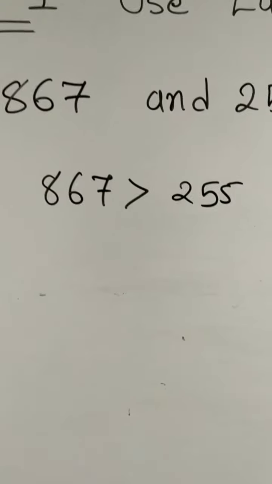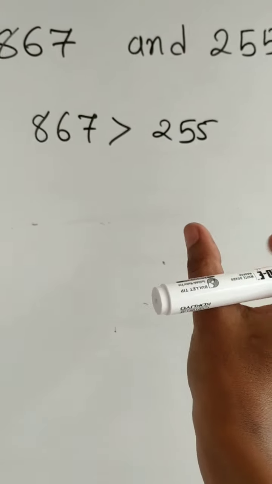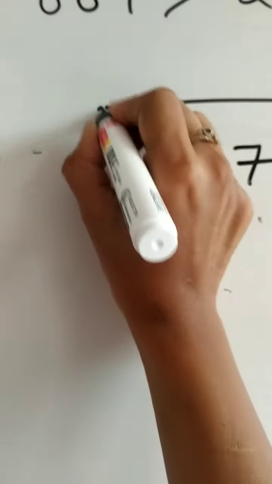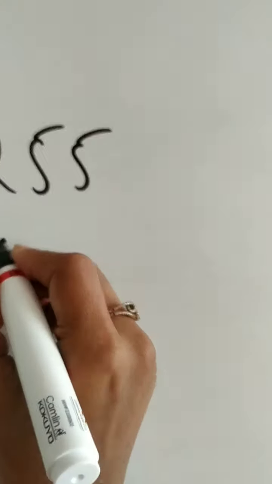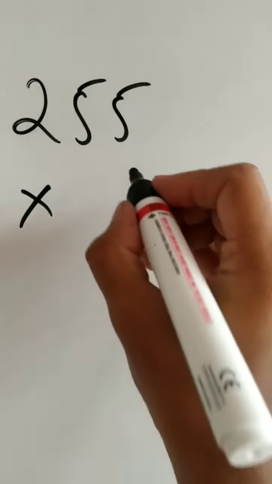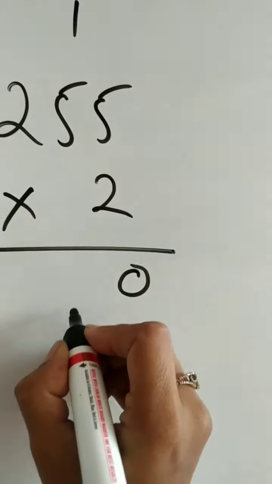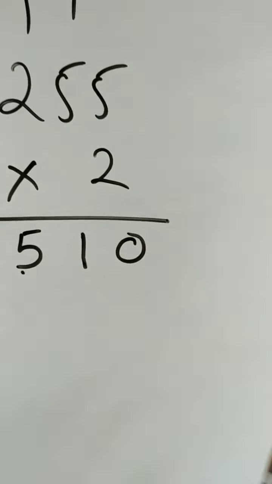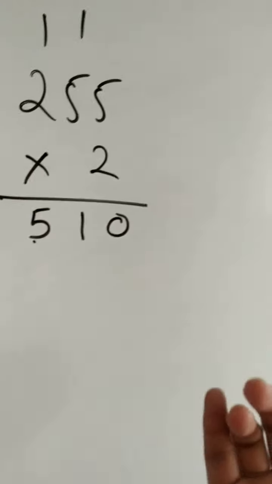So here we will begin our process. Here we compare which is the larger and which is the smaller number. Here we will write 867 inside, and we will divide it by 255. Here in rough work we check that 255 ones are 255. So we will check with 2. 5 2s are 10 and 1 is 11. 2 2s are 4 plus 1, 5, so we get 510. Whether it is nearby or not, we will decide afterward.